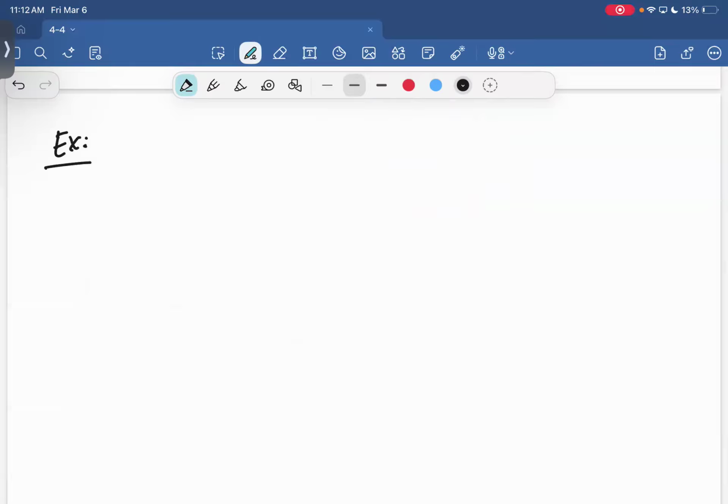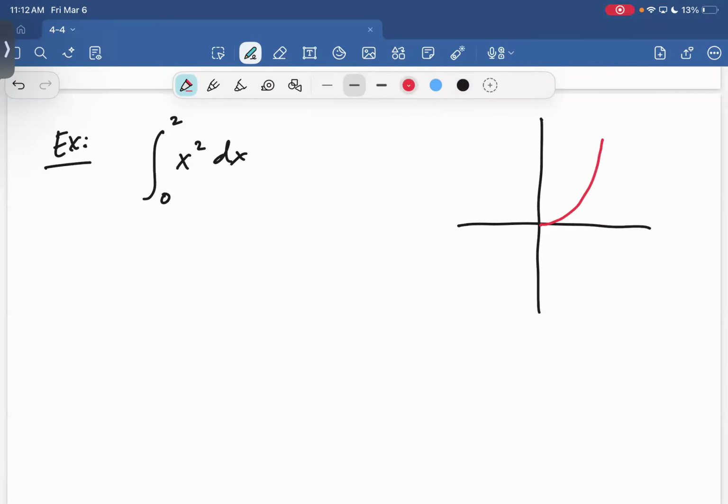So let's do an example. Suppose that we were trying to integrate x squared dx from 0 to 2. Geometrically, what this corresponds to is that we're basically just trying to find the area under the curve. And you guys know what x squared looks like, right? It's a parabola. We're trying to find the area under this curve between 0 and 2, where this curve in red is x squared. So this is the definite integral that we're trying to calculate, and we can do this using the fundamental theorem of calculus.